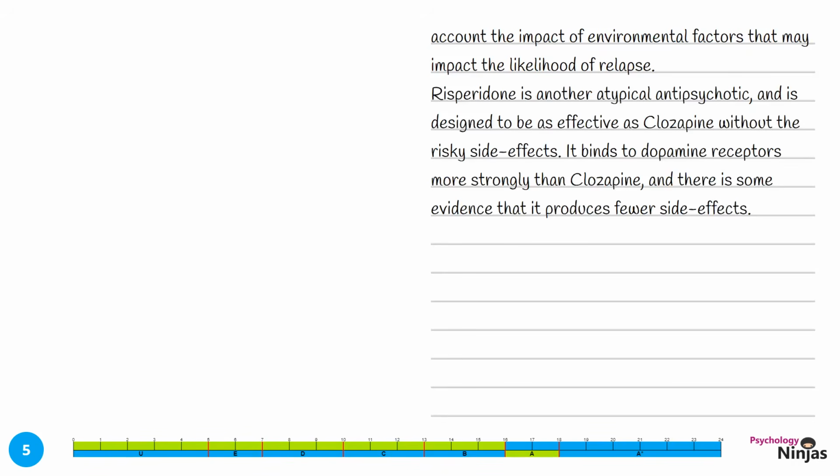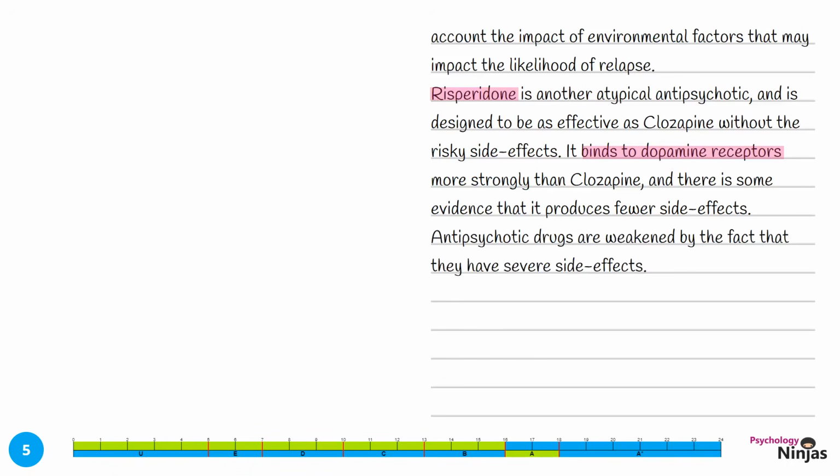Risperidone is another atypical antipsychotic and is designed to be as effective as clozapine without the risky side effects. It binds to dopamine receptors more strongly than clozapine, and there is some evidence that it produces fewer side effects. Here we've talked about the benefit of a different drug type and explained its mode of action. We're going to evaluate once again, this time focusing on side effects.